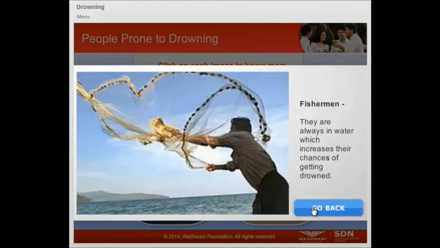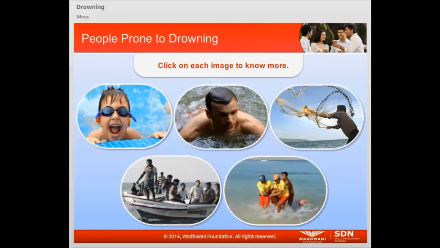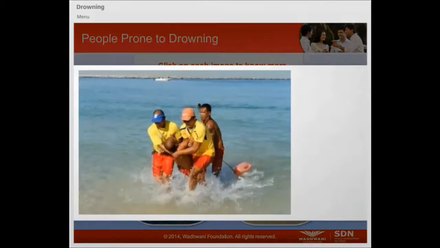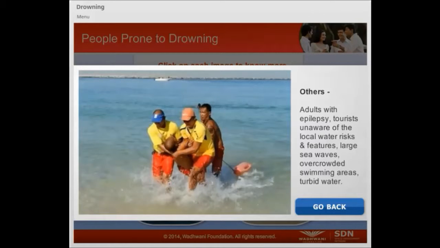Fishermen. They're always in water, which increases their chances of getting drowned. Ferry commuters. People commuting by boats and ferries to cross the river are at risk due to overloading the vessel or boats, lack of life jackets, etc. Others. Adults with epilepsy, adolescents staying in and around open water bodies, tourists unaware of the local water risks and features are also highly prone to drowning. Large sea waves, overcrowded swimming areas, turbid water, etc. also contribute to drowning incidents.